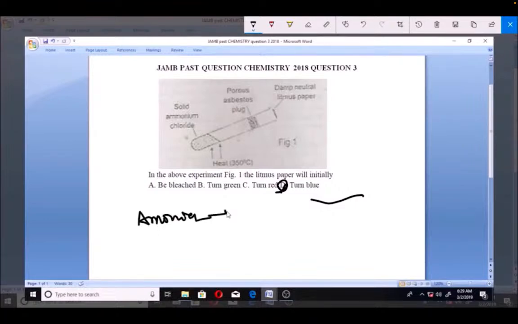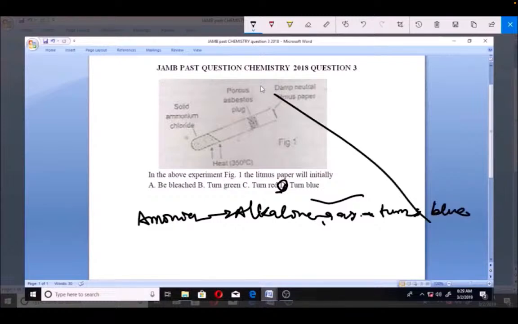And we all know that ammonia gas is an alkaline gas. And what does alkaline do to a litmus paper? It turns red litmus towards blue. So that's what will happen. So that is why D is the answer to this.